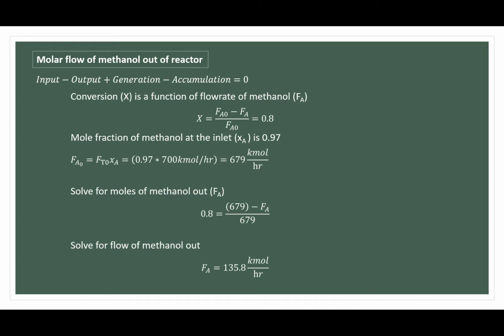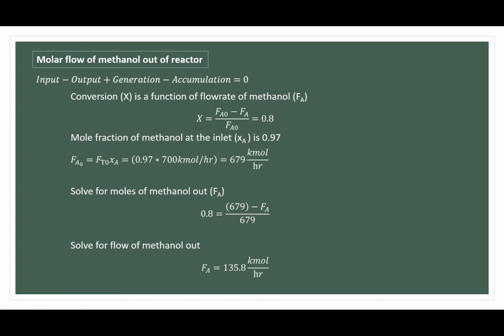The equation below shows the flow rate of A into the reactor, FA0, minus the flow rate of A out of the reactor, in moles, over the initial flow rate of A. This equation will give you the conversion, and to set our goal of 0.8 or 80% conversion, we set this equation equal to that amount.